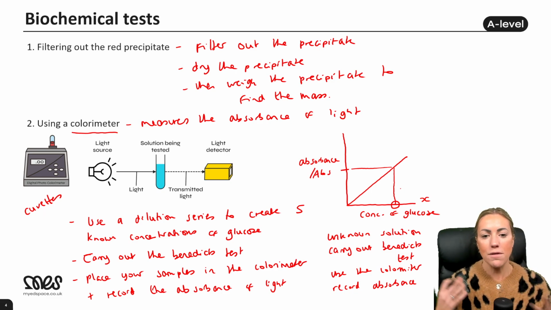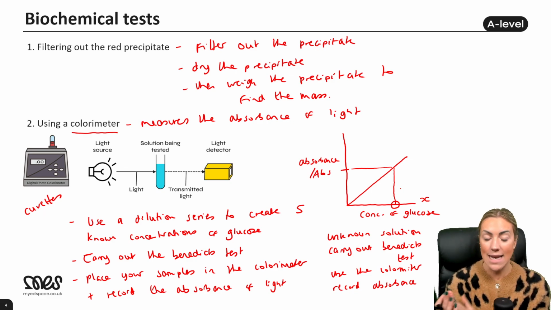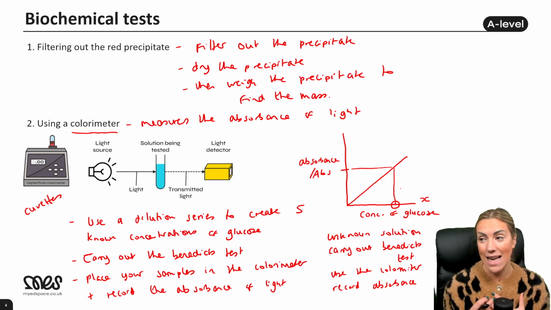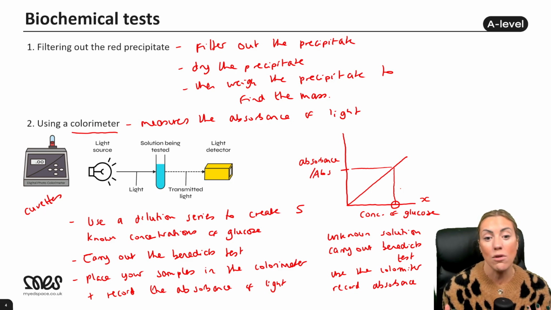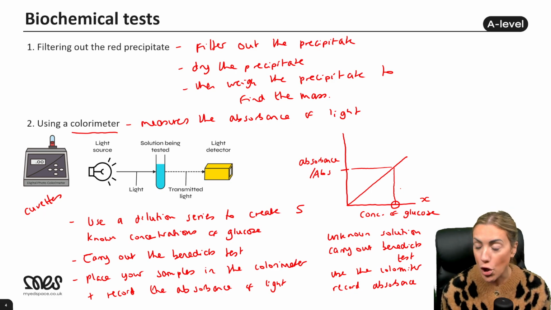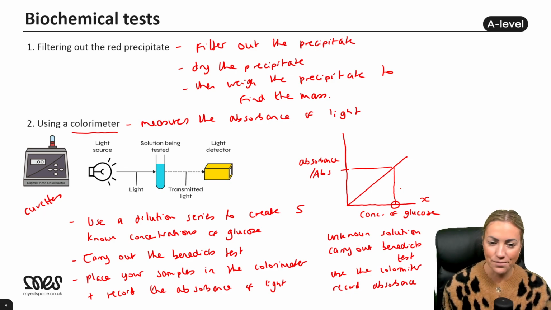Okay, so both of these methods here are about quantitative data, which is always going to be more accurate, right? We love quantitative data in science. So we can filter out the precipitate, dry it, weigh it, record the mass, so we can compare concentrations, or we can use a colorimeter to measure the absorbance of the solution after the Benedict's test. And this is one of the required practicals you're going to have to do, where you actually construct a calibration curve from your known concentrations and use it to find the concentration of an unknown sugar solution.